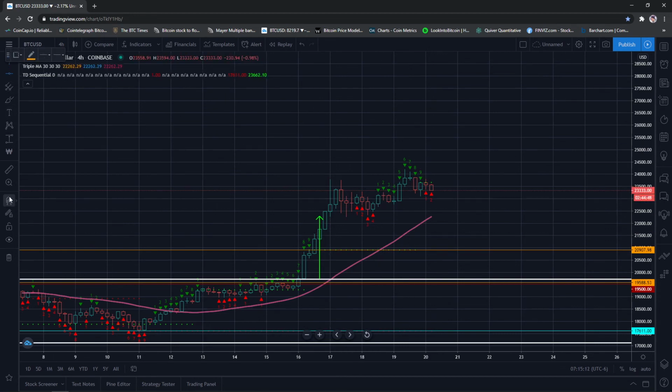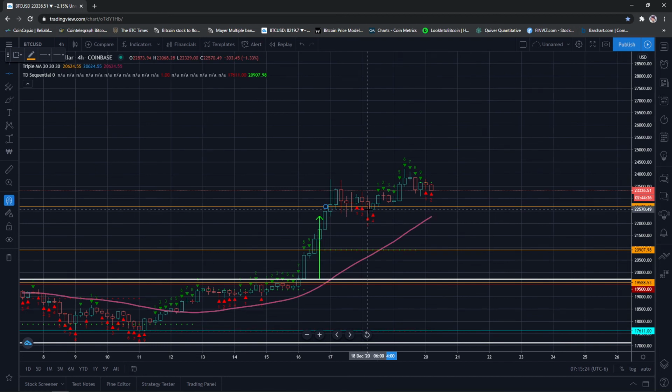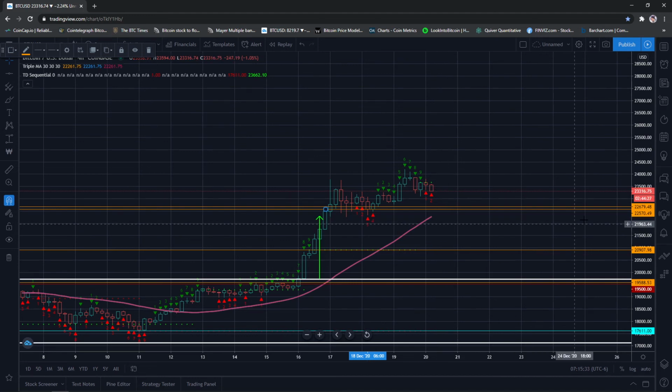The support for this run up, for this 9 count, is right here at the bottom of this one at 22,679. So if we close, like I said, we might find support right here, probably the bottom of this candle, say at the 22.5 area. So if we close below 22.5, that won't be good. If we close below 22,679, that'll be the first indication we could potentially drop significantly.